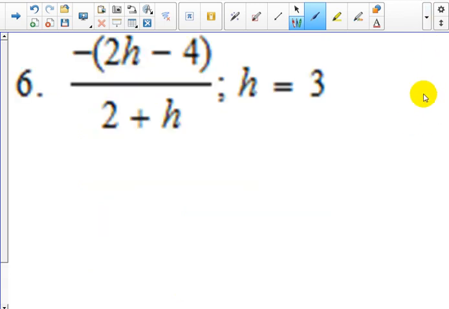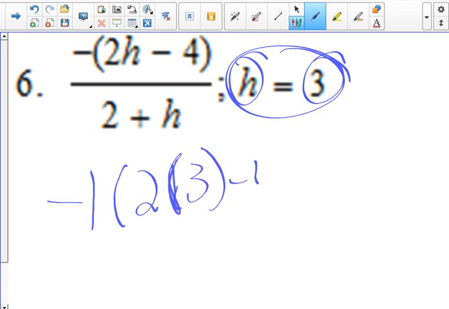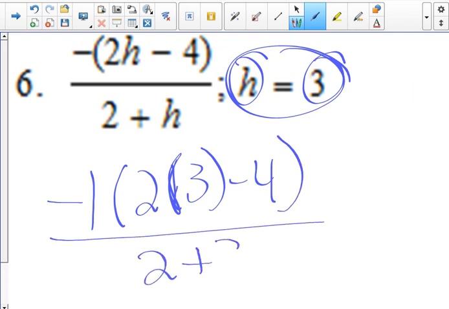Our next problem, number 6, gives us some more of the same. We're going to replace h with 3. So I'm just going to start by rewriting the original equation, and everywhere I see an h, I'm going to replace it with a 3. So I'm going to have a negative, it's like a -1 times 2, and instead of h, I'm going to put a 3 minus 4 over 2 plus h, which we say is 3. So we replaced both h's with the 3.